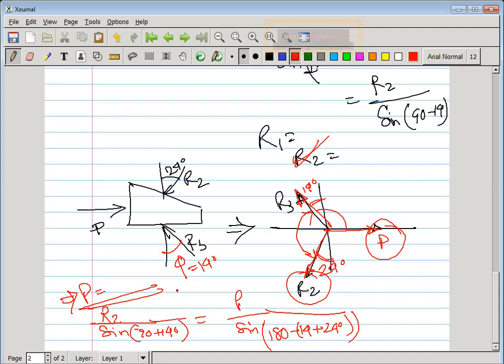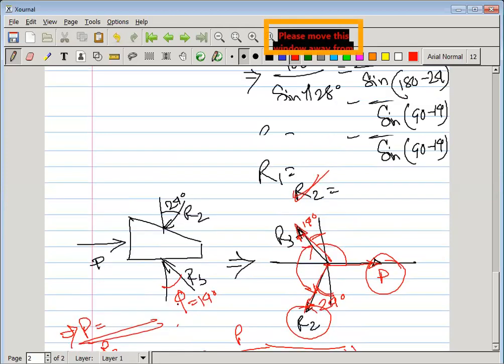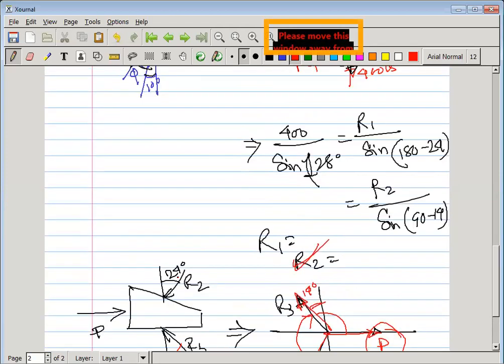Yes, sir. You can solve now. Just use the calculator and put that value in. Okay, please tell me what the values are. R1 is how much then? Just see, 400 divided by sine 128 degree into sine 180 minus 24. How much will it come? R1?